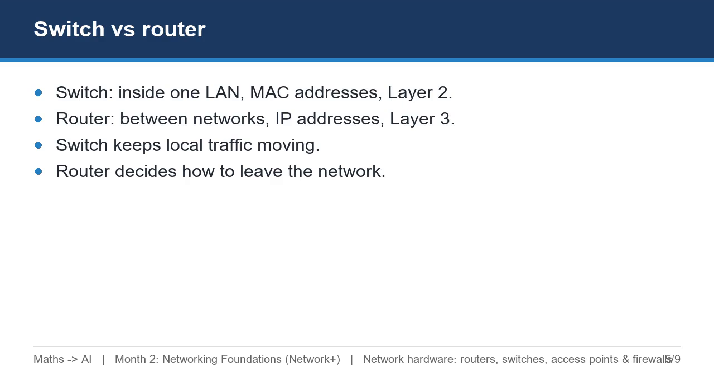Let's nail the difference, because it's a classic exam and interview question. A switch works inside one local network, using MAC addresses, at Layer 2. A router works between networks, using IP addresses, at Layer 3. Put simply, the switch keeps your local traffic moving, and the router decides how traffic leaves your network to reach somewhere else, like the internet.